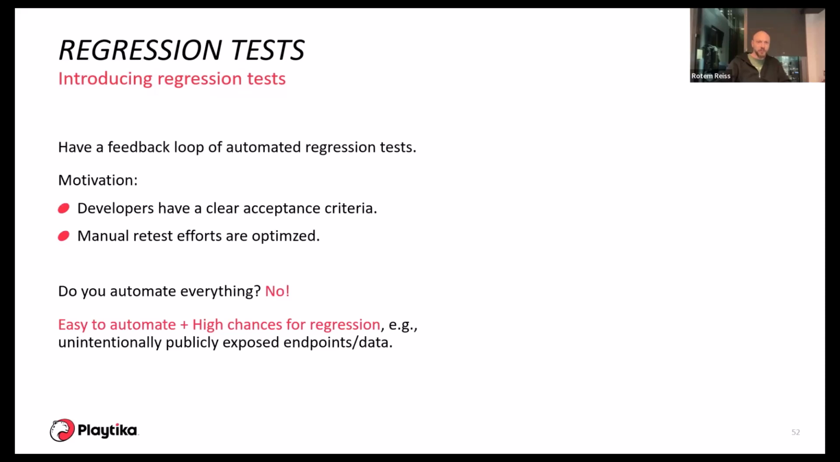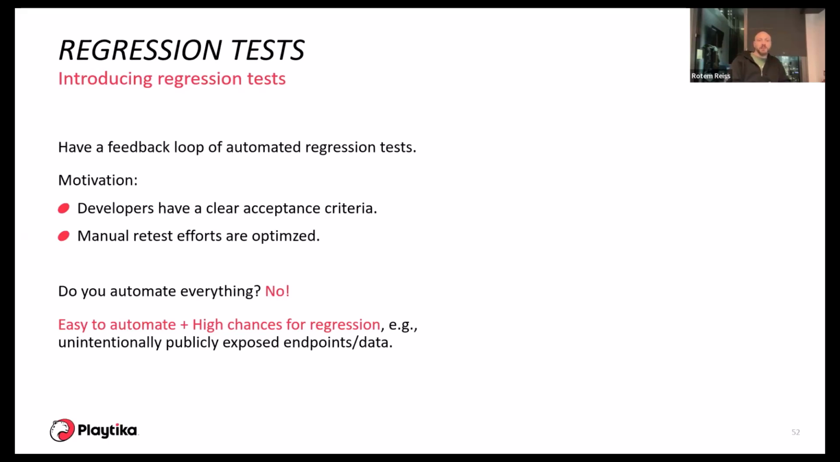What was the motivation for that? First of all, developers now have a clear acceptance criteria of what they need to do. So they don't need to guess what the fix should be, because once we've identified a security vulnerability, we automatically create a nuclei template in our case with the check to identify the vulnerability. At first it of course fails because we still haven't fixed the issue, and then the developers know what to do in order to fix it. And it reduces the manual retest efforts that we need from our penetration testers, because this is now done automatically.